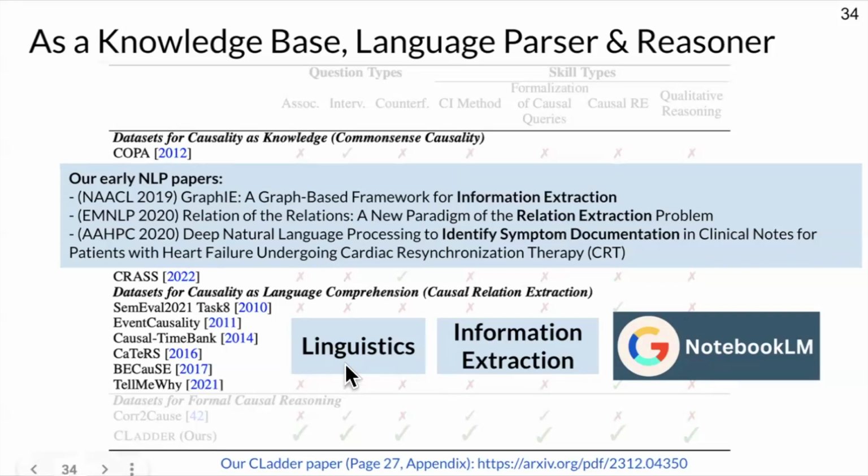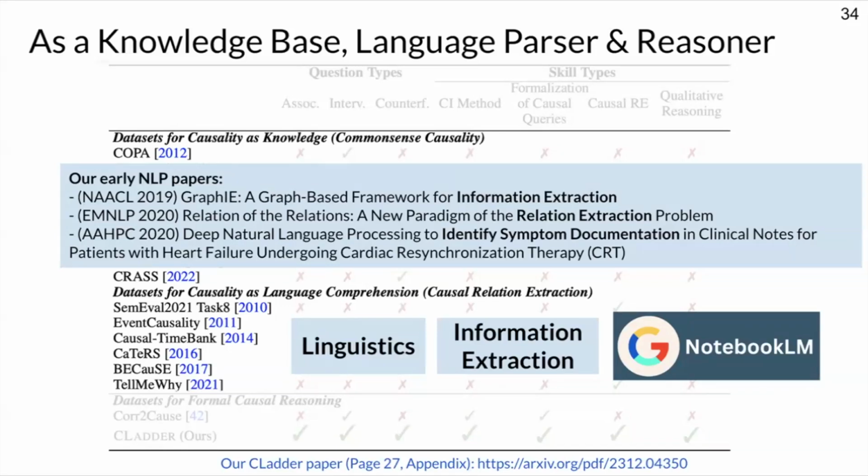So historically, this task has been positioned as a linguistics task in the beginning, namely extracting words such as leads to, give rise to, and parse them as triplets: A causes B. And it has also been information extraction, as many of our previous work has been helping medical doctors to parse their clinical notes into terms and their relations. And of course, now we have a more free-form summarizer in this field of LLM as a language parser to summarize information.